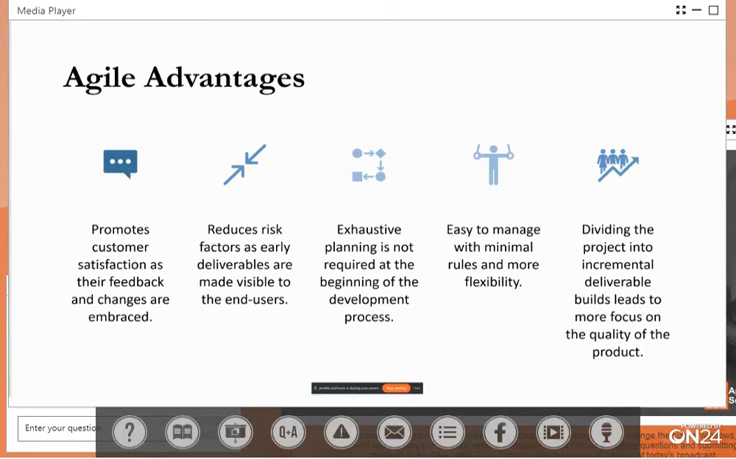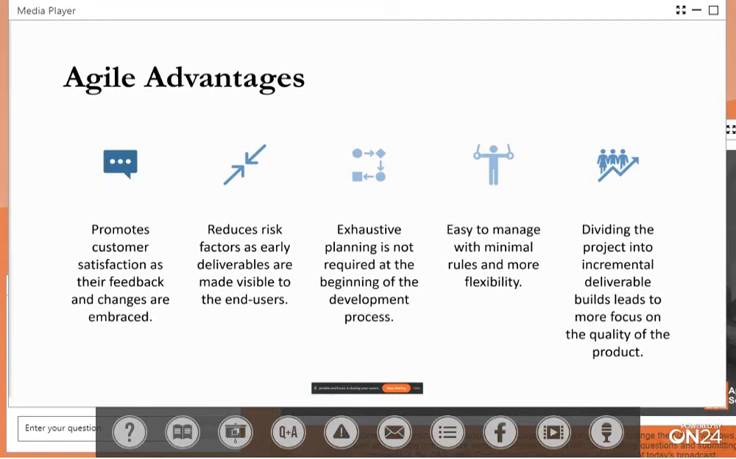And this dovetails into having a more agile approach, where you do have a little bit more freedom, right? You don't need to have a tight checklist of rules. Do this, do that, do this, do that. It's more about just this general framework.